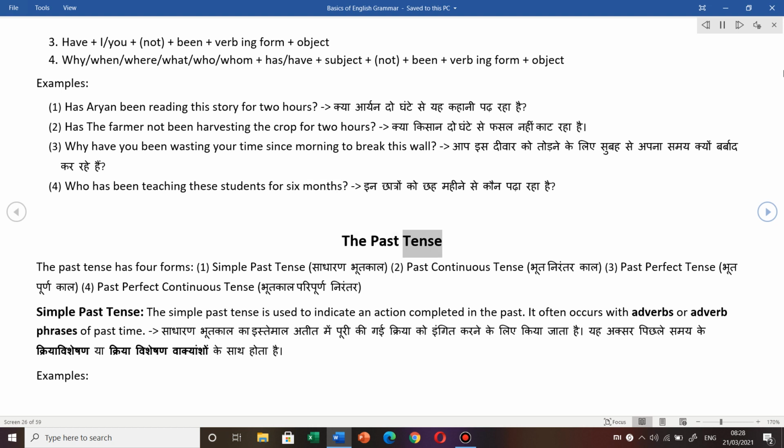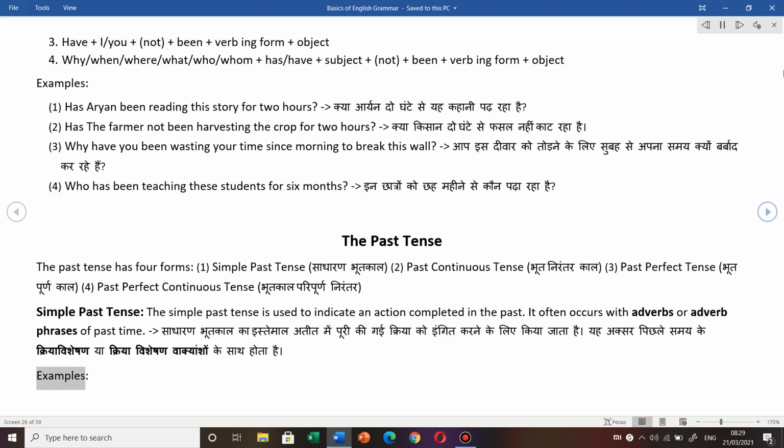The past tense. The past tense has 4 forms. 1. Simple past tense. 2. Past continuous tense. 3. Past perfect tense. 4. Past perfect continuous tense. Simple past tense. The simple past tense is used to indicate an action completed in the past. It often occurs with adverbs or adverb phrases of past time.